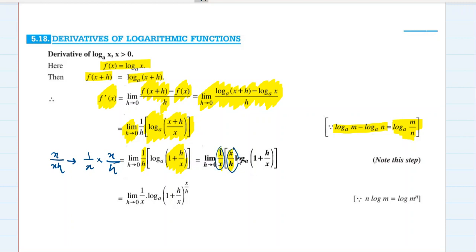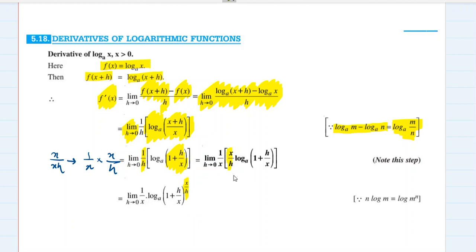So x by h multiplied by log of 1 plus h by x to the base a, and outside the bracket you write 1 by x. Whenever you multiply something in front of the log, it becomes the power of the number whose log has to be found out. So x by h becomes the power.